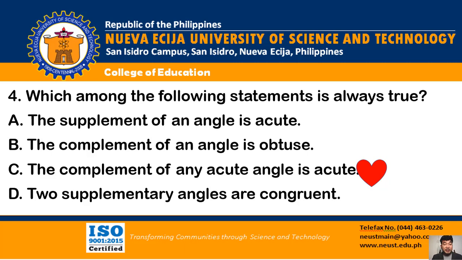For letter B, the complement of an angle is obtuse. That cannot be because the sum of two complementary angles is only equal to 90 degrees, and that cannot be an obtuse angle. Then for letter D, two supplementary angles are congruent. Not always, because for example, if the given angle is 20 degrees and its supplement is equal to 160. It can only be true if the given angle is 90 degrees, so the supplementary angle is also 90 degrees. Only letter C is always a true statement here.